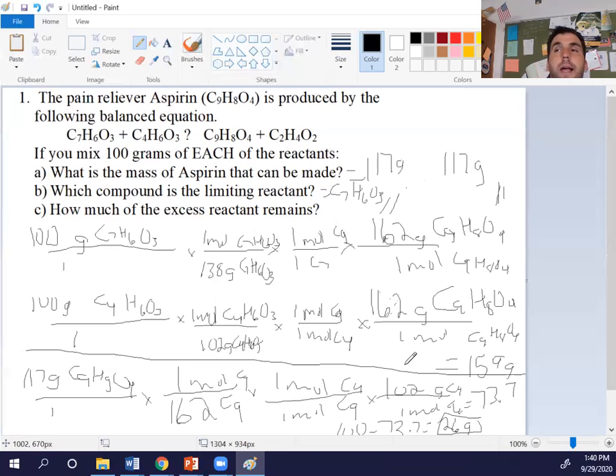C is what you struggled with last year. I'm 100% confident you could do A and B. On C, you use how much you made, and you go back to the excess reactant, and then you subtract it from how much you started out with. Subtract how much you started with.